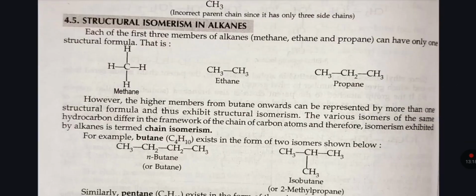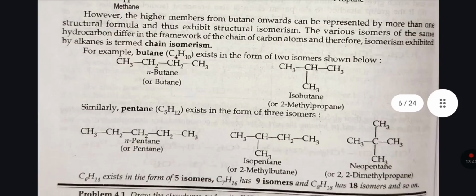Structural isomerism in alkanes. Each of the first three members of the alkane series, methane, ethane and propane, can have only one structural formula, as shown in the figure. However, the higher members from butane onward can be represented by more than one structural formula and thus exhibit structural isomerism. The various isomers of the same hydrocarbon differ in the framework of the chain of carbon atoms, and therefore the isomerism exhibited by alkanes is termed chain isomerism.